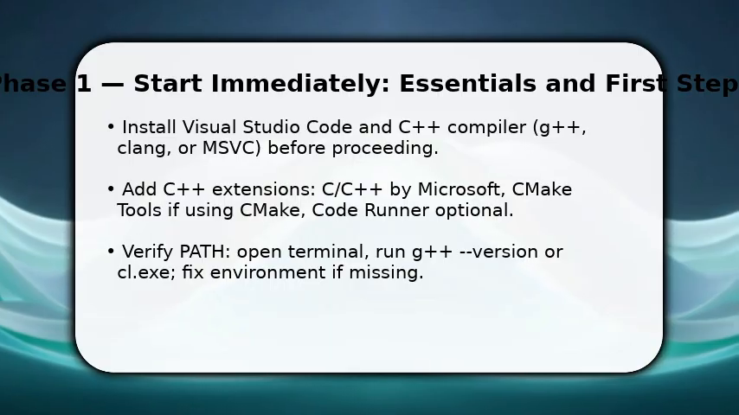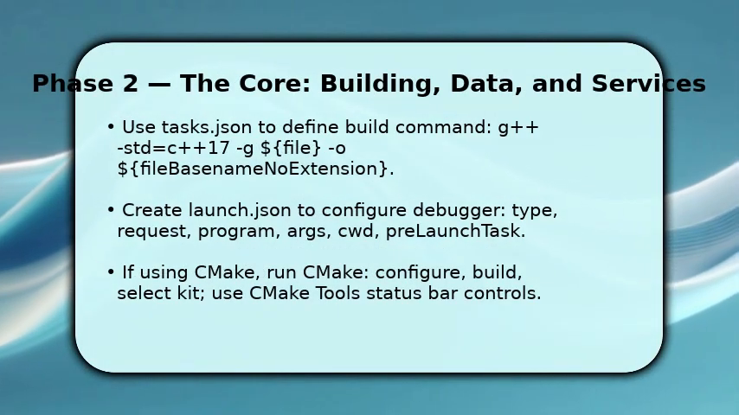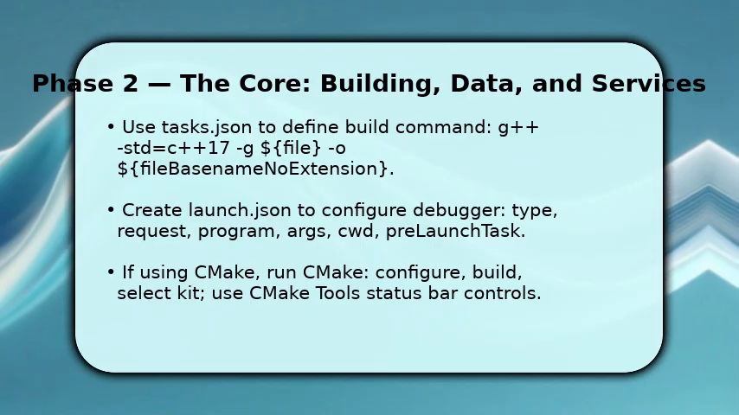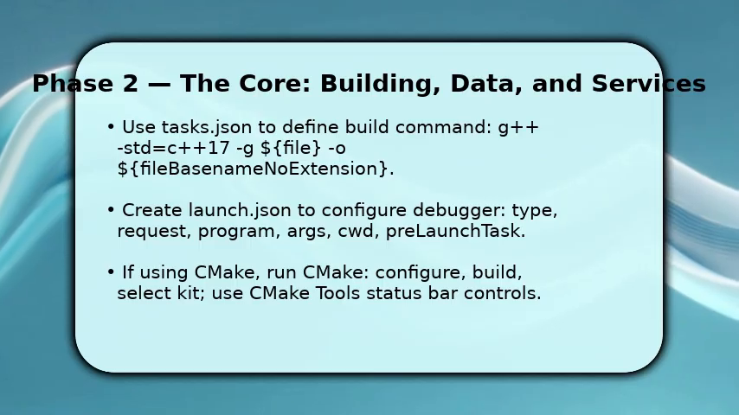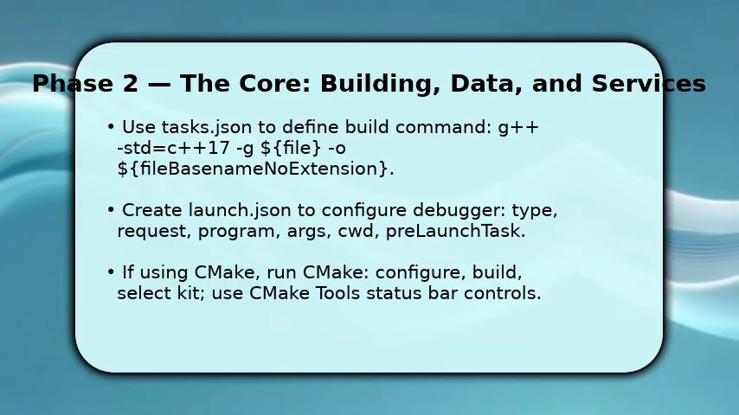Create a tasks.json that runs g++ with flags like -std=c++17 and -g. This compiles with debug symbols, which the debugger requires. Once the task builds, add launch.json, point program to the compiled binary, set request to launch, and link the pre-launch task to your build.